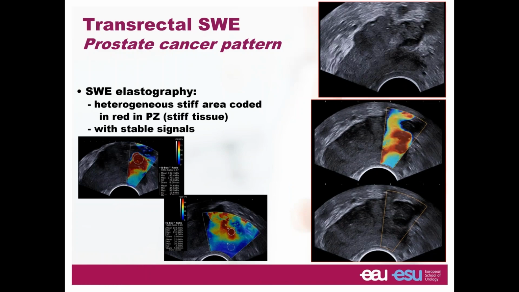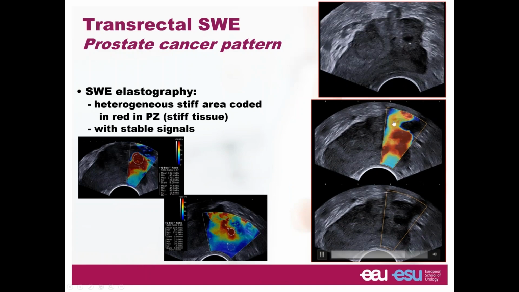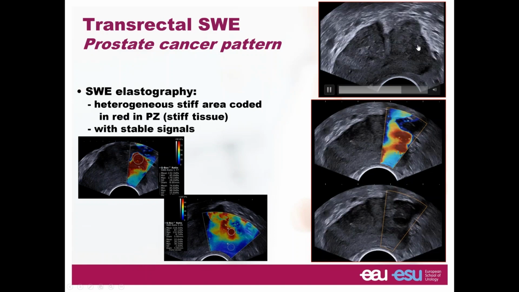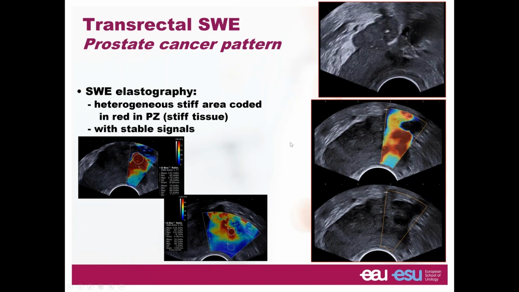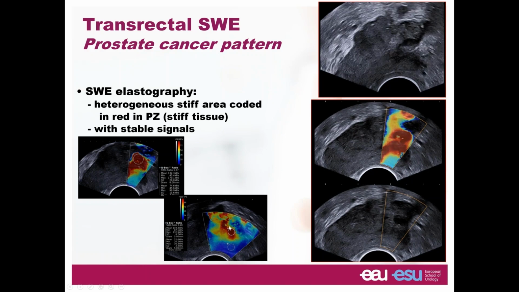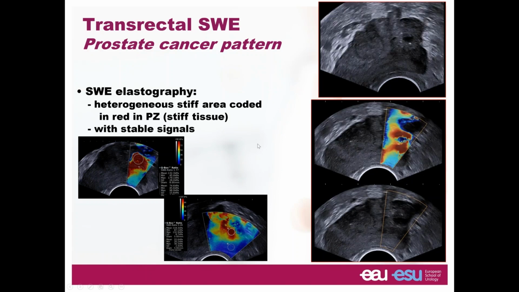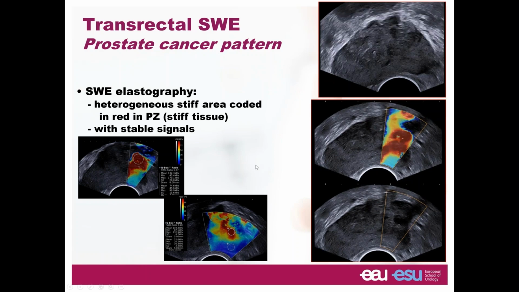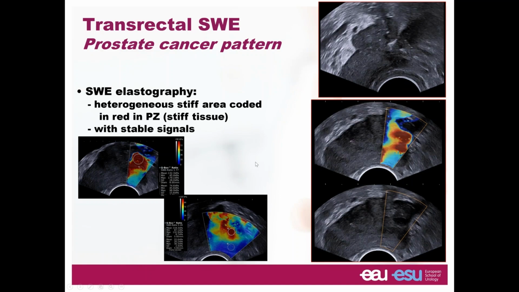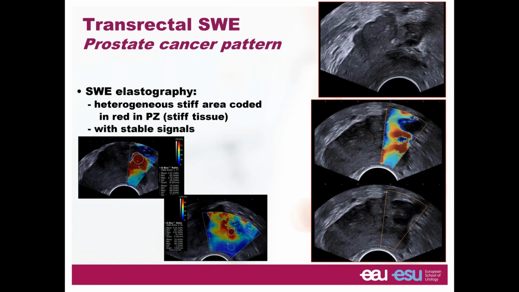The appearance of prostate cancer is a very stiff, heterogeneous, hypoechogenic area with very stable signals, and in this case, you see stiffness values up to 120 kilopascal, while the peripheral zone was below 23 kilopascal. So, a very stiff area, even in the anterior zone.